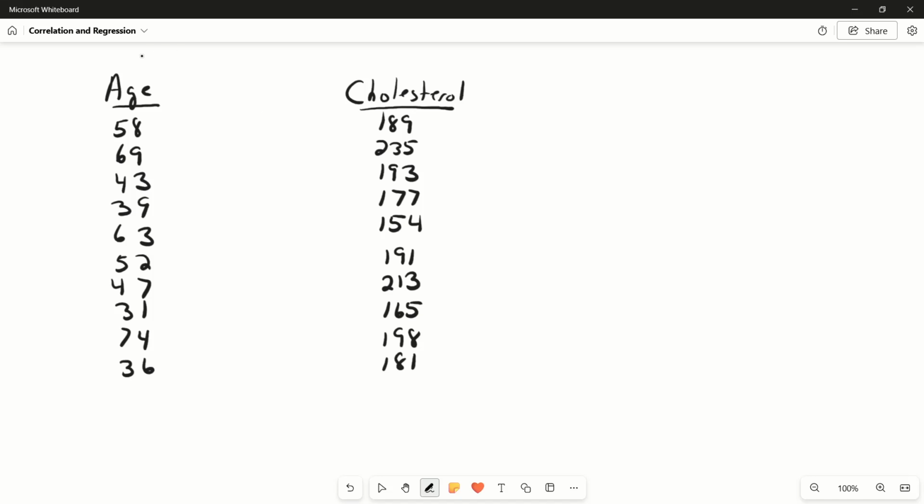So age is going to be our X, cholesterol is going to be our Y. We're going to want an X squared column, a Y squared column, and an XY column. So you're going to have some big numbers here.